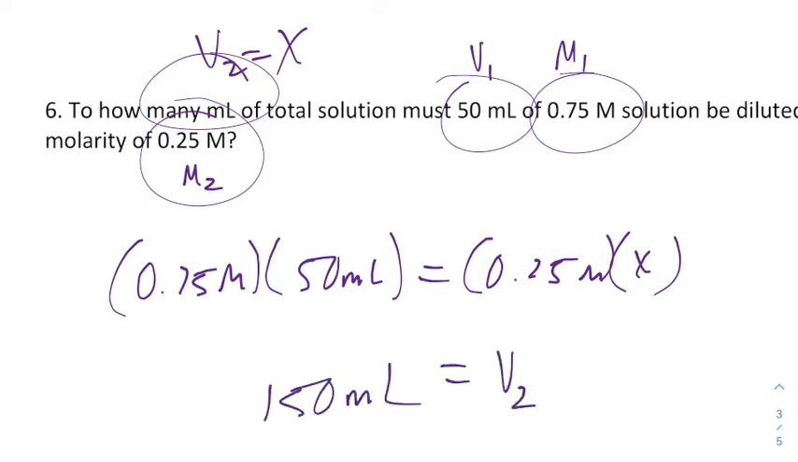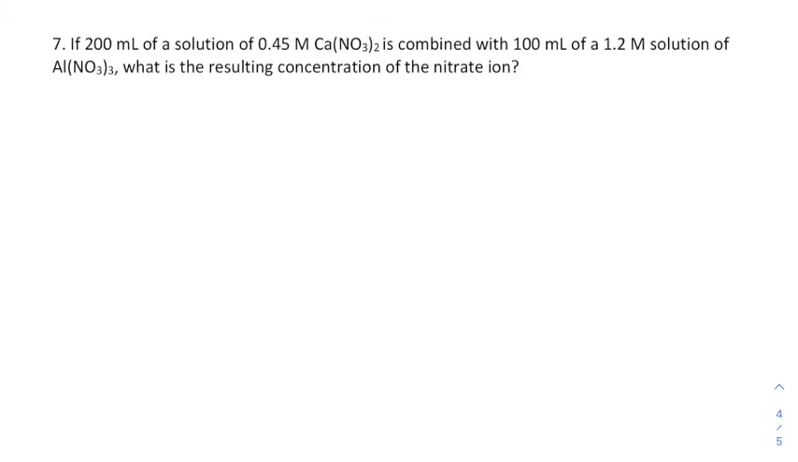Number 7 is kind of an annoying problem because you really have to be able to combine all of the ideas that we have done before, but if we systematically go through it and take a look at it, it should be fine. So what we're doing is we're combining a solution of calcium nitrate with a solution of aluminum nitrate, and it wants to know the final concentration of the nitrate. So let's look at each of them in turn and kind of forget about the others.